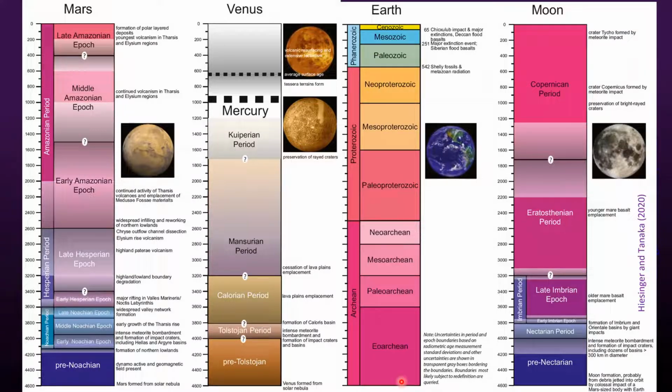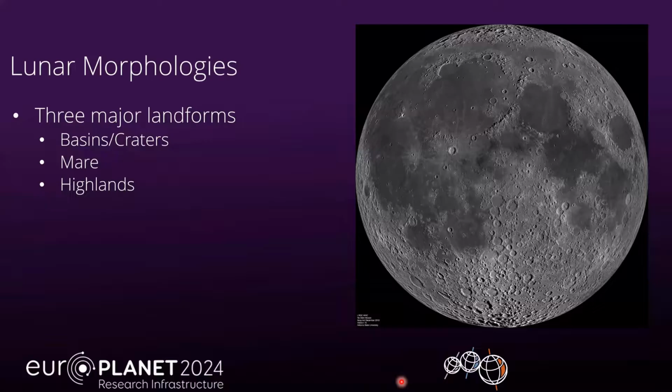Okay, so let's move back to just the Moon for this lecture. Basically, we're just going to look through the morphologies that you're going to expect to see during our activity. There are 3 major landforms that we're going to see: basins and craters, mare, and highlands materials. I'm just going to step through here and give everybody an overview of what these look like, and then you'll get familiar with them during the mapping exercise. So let's start with basins and craters.